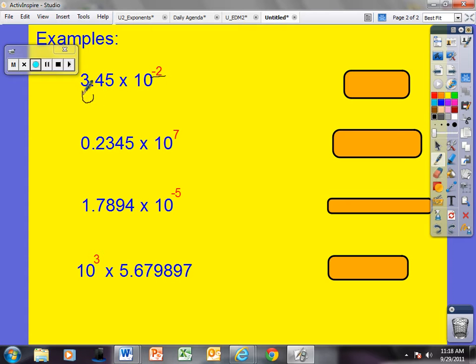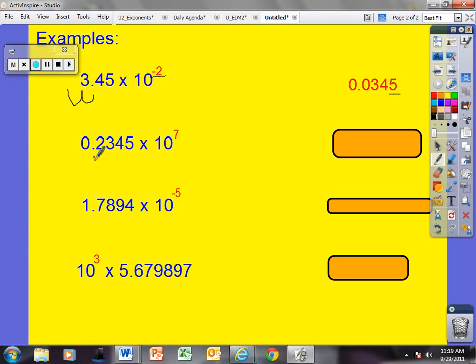So 1, 2. There is no number here, so I'd fill in with a 0. So my answer would be 0 and 345, and that 5 would be in the 10 thousandths place. There you go. 0 and, I'm going to underline that 3, so it's tenths, hundredths, thousandths, 10 thousandths, so 345 10 thousandths.